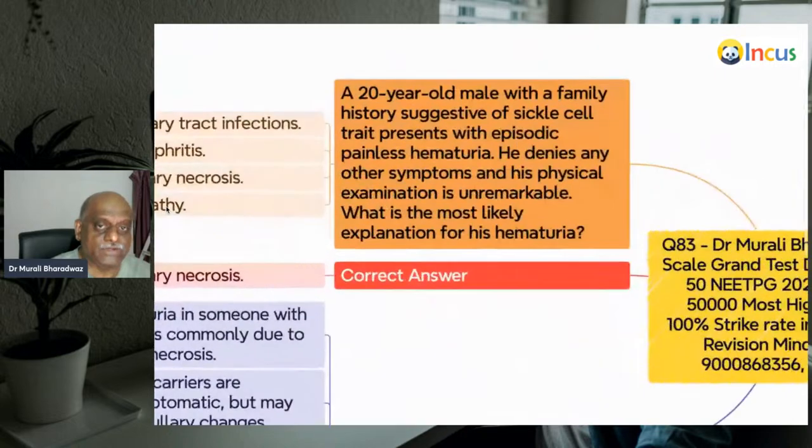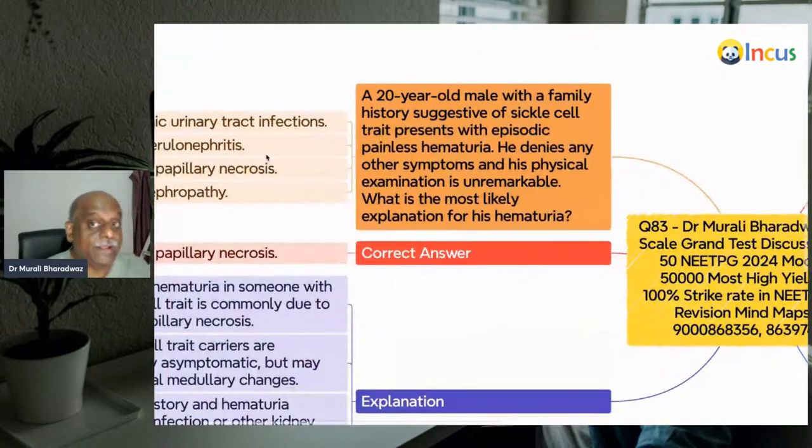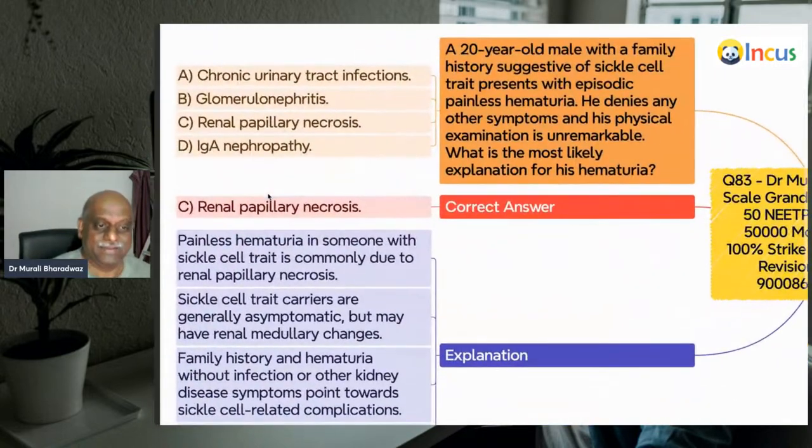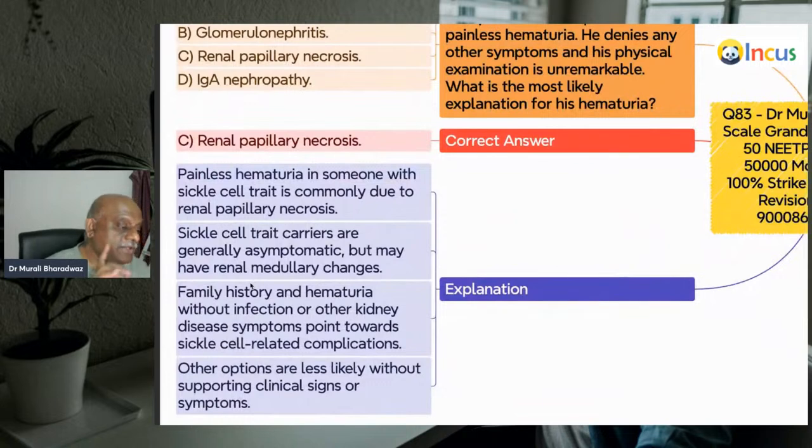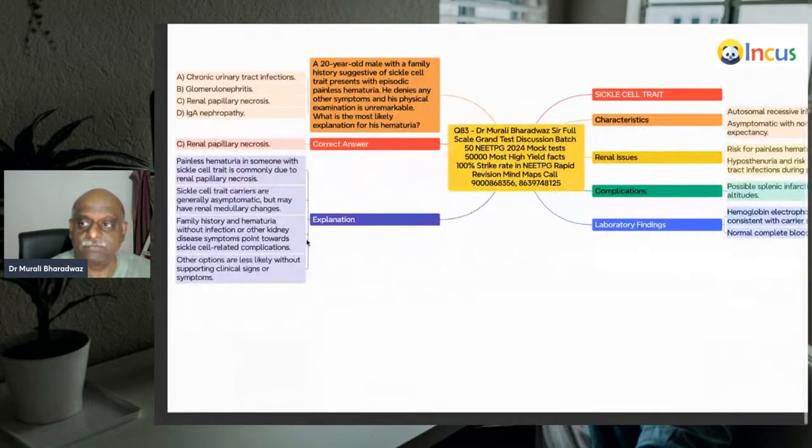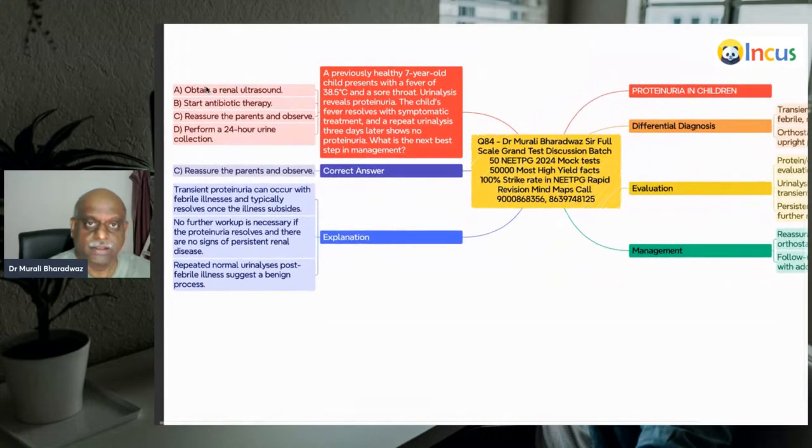20-year-old with family history of sickle cell, episodic painless hematuria. Always think of the possibility of renal papillary necrosis. What are the causes of renal papillary necrosis? Sickle cell anemia, diabetic nephropathy, analgesic nephropathy. These are all the causes of renal papillary necrosis. You should not forget, doctor, favorite question of the examiner.